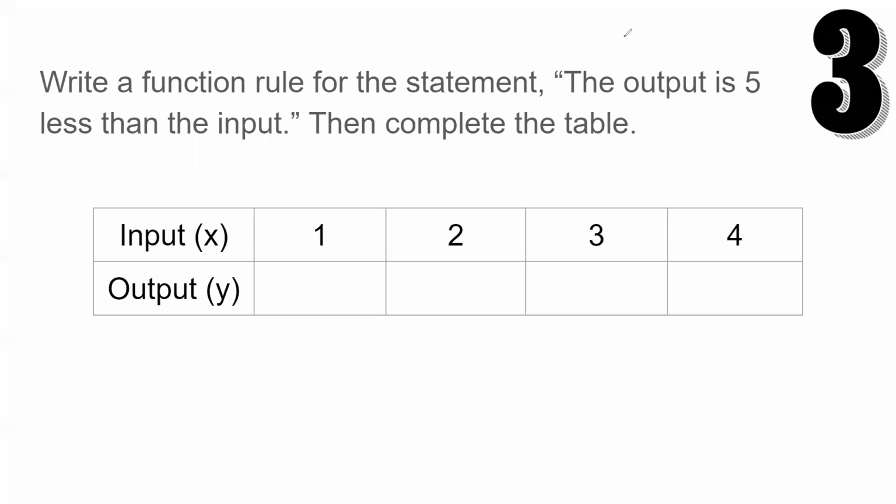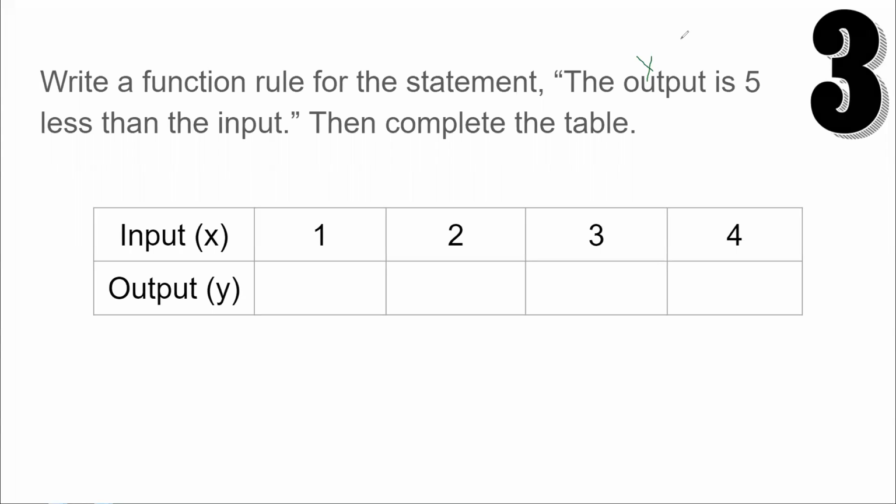So when I say the output, I mean y or f of x. When I say is, that usually means equals. 5 is a number. Less than refers to subtraction. And then our input is going to be x. So the output is 5 less than the input.